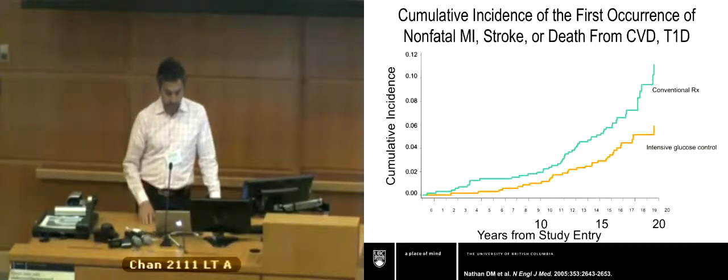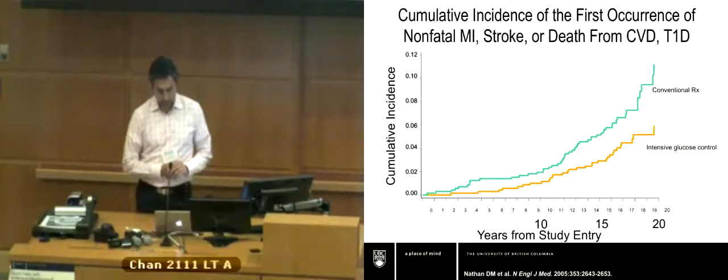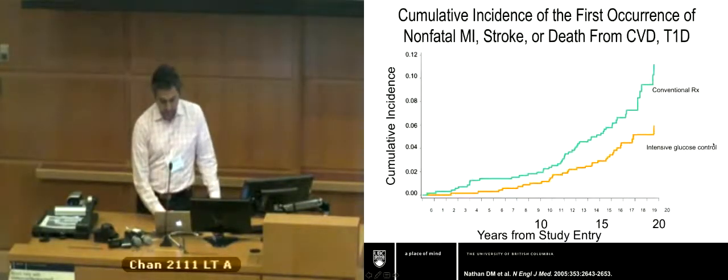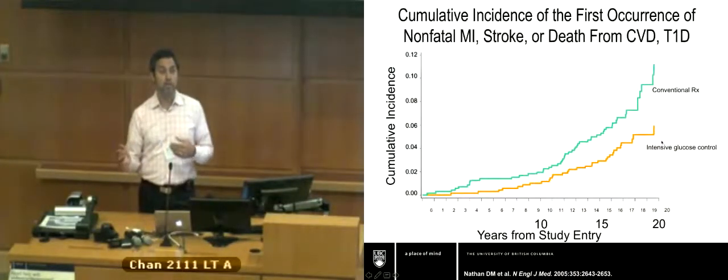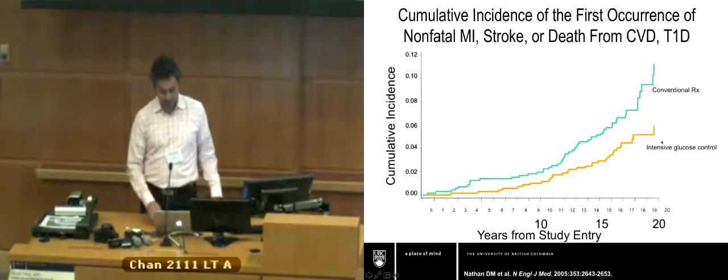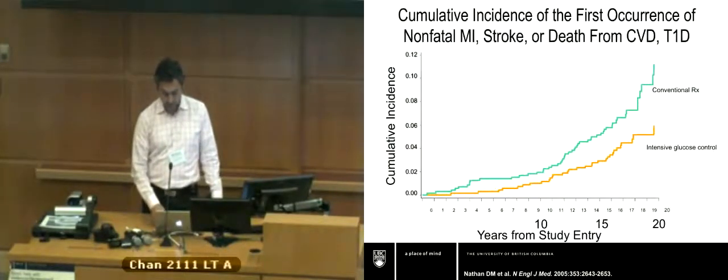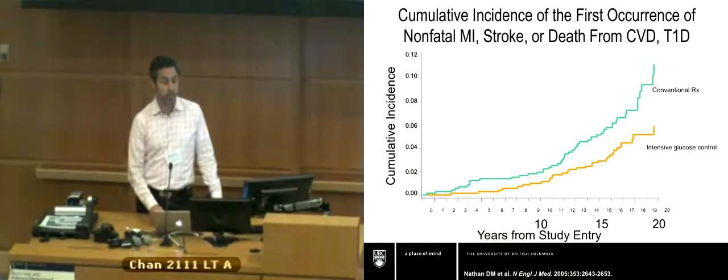And in this big study that followed patients out to 20 years, what they showed was that intensive glucose control did reduce the first occurrence of non-fatal MI, stroke, or death from cardiovascular disease in type 1 diabetics. But what you can see here, it takes many, many years to get that potential benefit in patients. And so I think glycemia is an important target to try to control in our patient group.